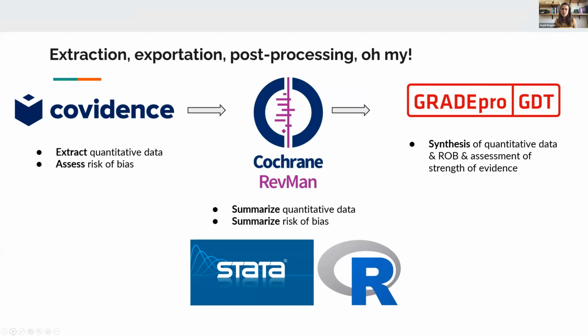And you can use RevMan, or you could use Stata or R or any other statistical programming language. And that's useful for summarizing quantitative data and summarizing the risk of bias. RevMan, I'll show you in a moment, is very useful for the risk of bias summary. And then finally, for the WHO review, we had to use the GRADE methodology.